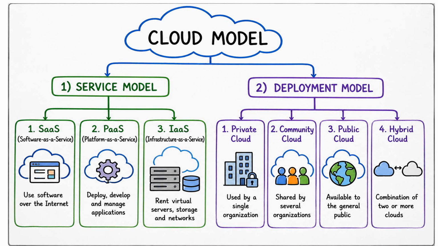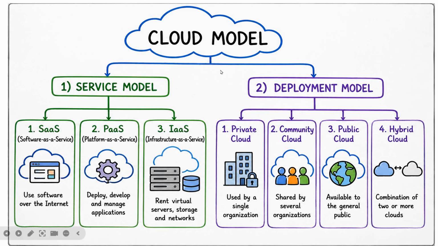Then last is the hybrid cloud, which is a combination of two or more clouds. It may be the combination of private and public. Here it combines the private and public cloud environments, and organizations use both together for better flexibility. It allows data and applications to move between the clouds.